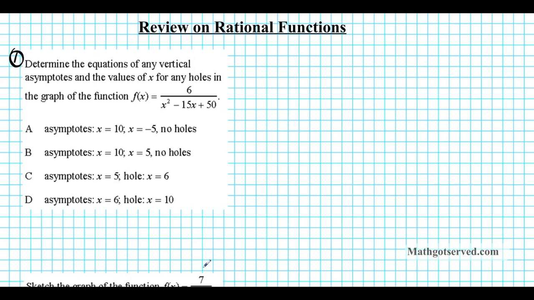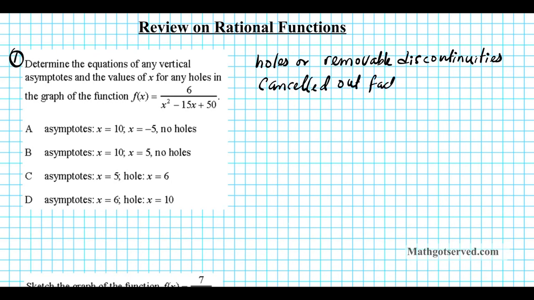So just a real quick reminder of what the holes and the asymptotes are. Remember that the holes, or removable discontinuities, are the cancelled out factors set equal to 0. Any factor that you can cancel out from the numerator and the denominator, if you set those factors equal to 0 and solve, the resulting x values are your holes, or removable discontinuities.